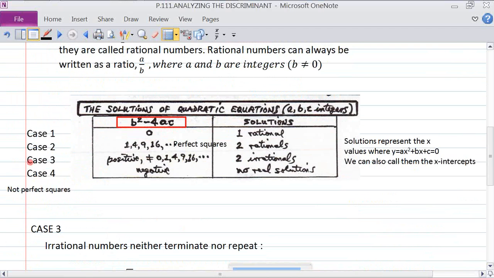So what are the other cases? Case 3 is where b squared minus 4ac is positive, but it doesn't equal a perfect square. So b squared minus 4ac is positive, but it does not equal a perfect square. Over here, when it's a perfect square, you get two rationals. When it's 0, you get one. So what happens when b squared minus 4ac is positive, but not a perfect square? We get two irrational solutions.